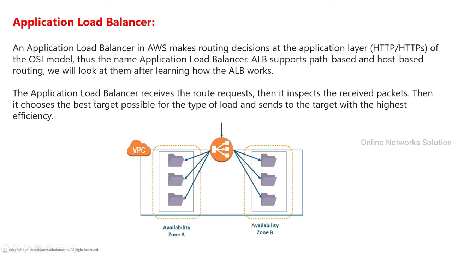The application load balancer receives the request, then it inspects the received packets, then it chooses the best target possible for the type of load and sends it to the target.